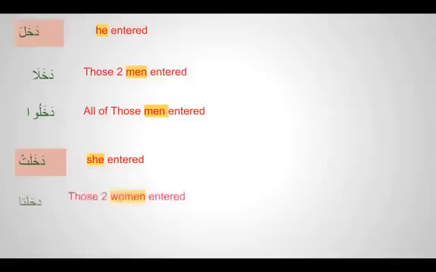So today's verb is dakhala. Dakhala means he entered. So those two men entered is dakhala. All of those men entered is dakhalu. She entered, dakhalat. Those two women entered, dakhalata. All of those women entered is dakhalna.